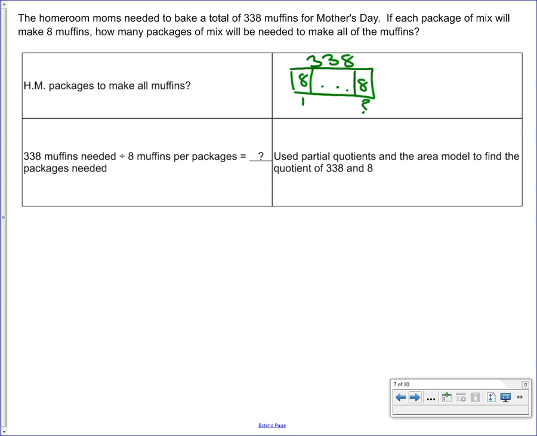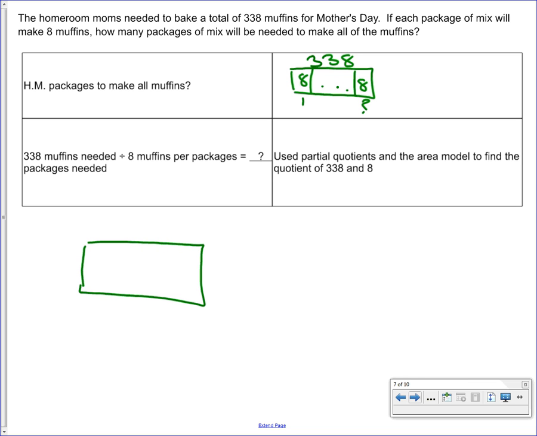So I wrote my equation over here in word form, so that we make sure that we know what we're looking for. 338 muffins are needed, divided by 8 muffins per package equals how many packages are needed. So we're going to use the partial quotients and area model to find the quotient of 338 and 8. So here's what it looks like.